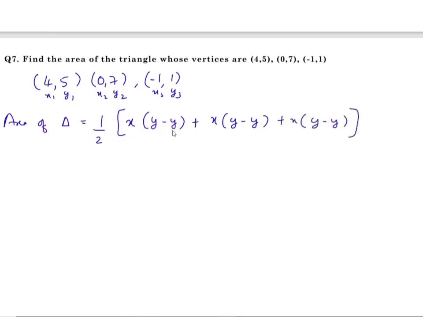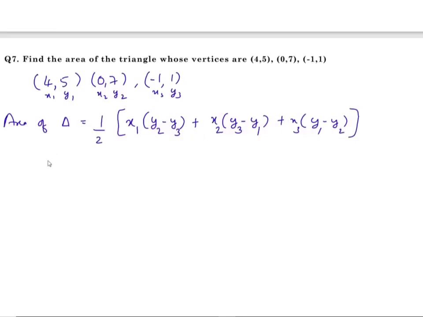Half, x y minus y plus, x y minus y plus, x y minus y. I will write as 1, 2, 3. Next, start from 2, 3, 1. Next is 3, 1, 2. Write down the number in cyclic order: 1, 2, 3. Next 2, 3, 1. Next 3, 1, 2.